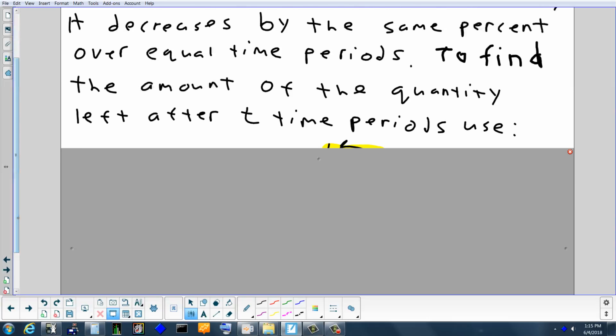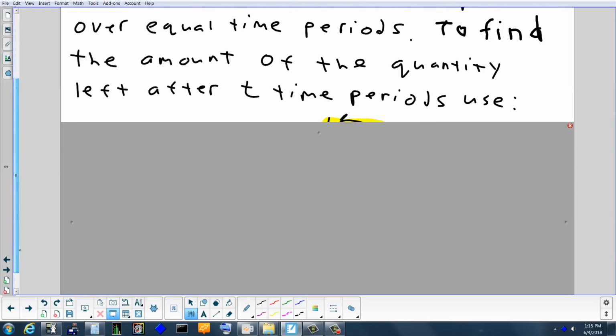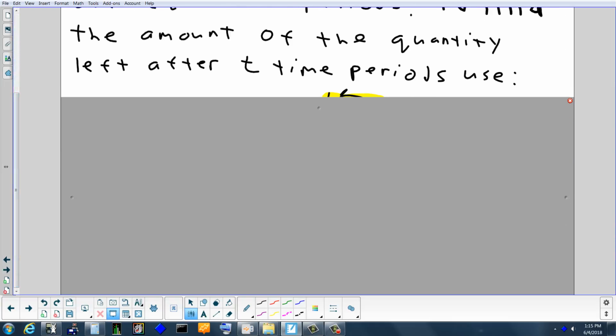The formula is going to be very similar to what we did last week. What do you think the one thing is that's going to change? We already talked about y equals a times b to the x. That's when we want to set up an actual function. Now, if you have a word problem, this is the formula we have to use.